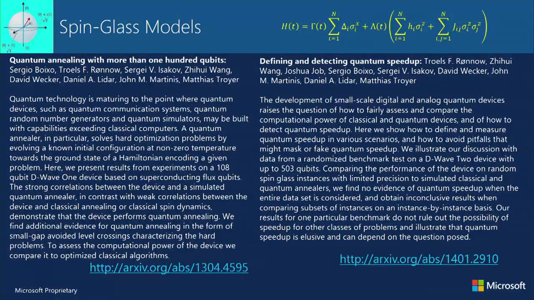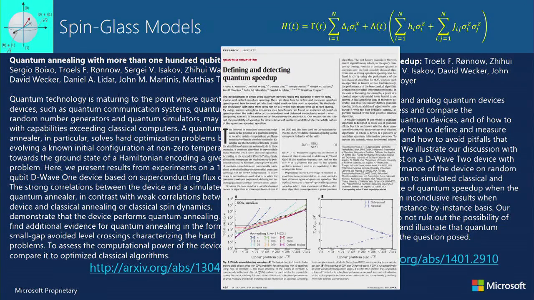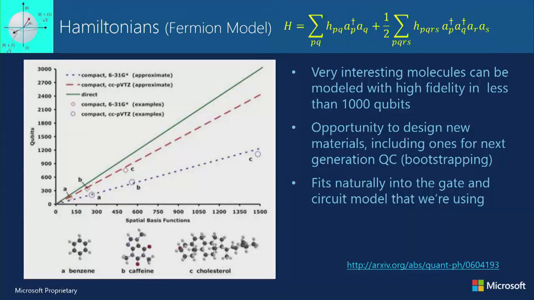But no, I don't believe you're going to solve real-world hard problems on this machine. It's not time yet. We've got a long way to go. The second paper, by the way, was picked up by Science, and so you can find it there if you're interested. So now let's switch to an area I'm actually very happy with, which is quantum chemistry.